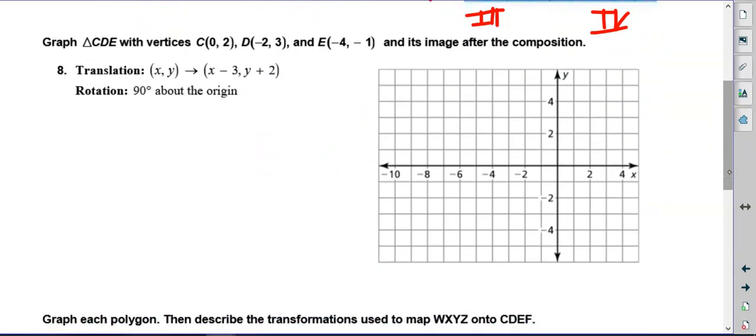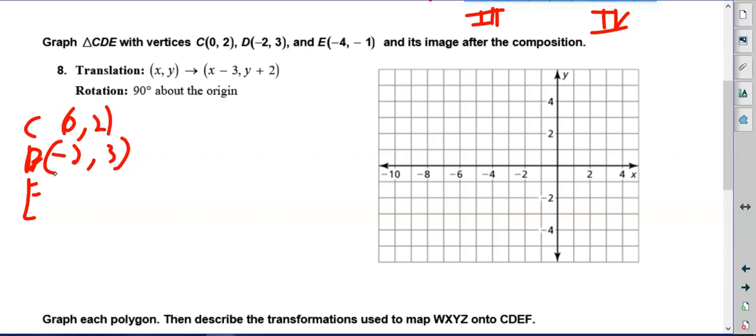All right, CDE at 0, 2, -2, 3, and -4, -1. So first off, I'm just going to write these down. I'm going to be doing some math to them. So 0, 2, -2, 3, and -4, -1. Now I'm going to graph them. So 0, 2 is right up here. -2, +3 is up here. And -4, -1 is right here. So here's my C, my D, and my E.